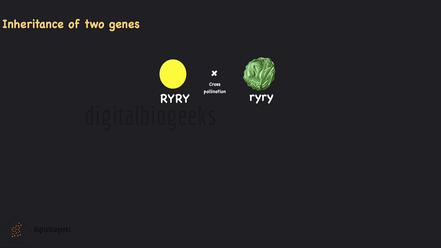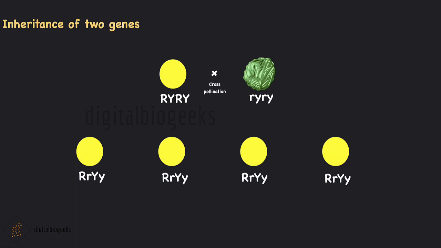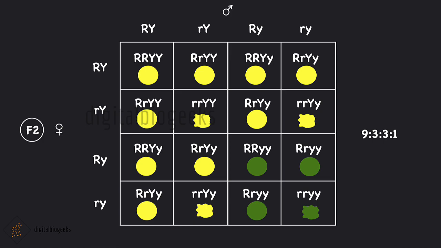Sir Gregor Mendel crossed plants with two different characters. For example, he crossed two plants, one with round seeds and yellow color and the other with wrinkled seeds and green color. Capital R and capital Y are the genotype of round and yellow seeded plant. Small r and small y are the genotype for wrinkled and green seeded plant. In F1 generation, we will get round and yellow seeded plants only, that is with capital R, capital Y and small y. Let's study the F2 generation using a Punnett square.